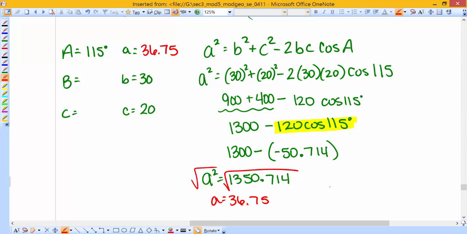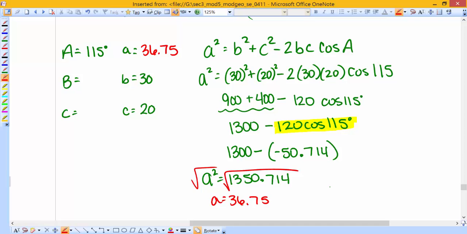Okay, so now I have side A. 3 sides down, I have 2 angles to go. You only have to find one more angle because then you can use that there's 180 degrees inside of a triangle. I still don't understand why students prefer this method. It really baffles me because that's a lot of work compared to the law of sines.